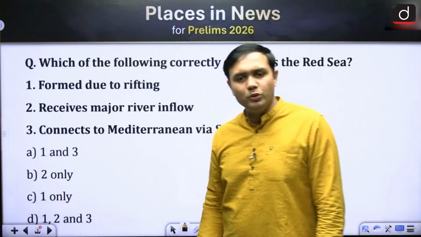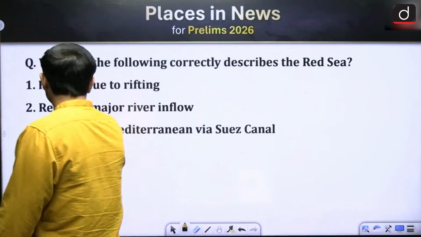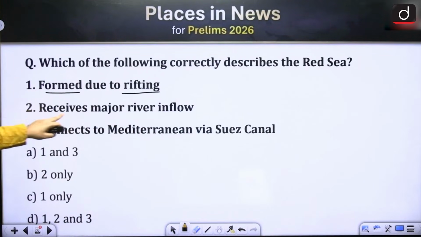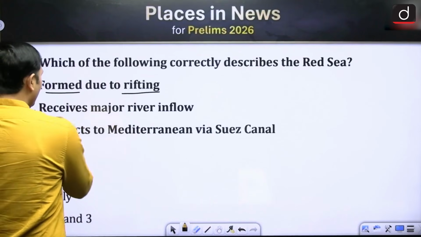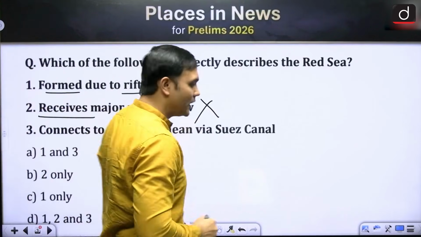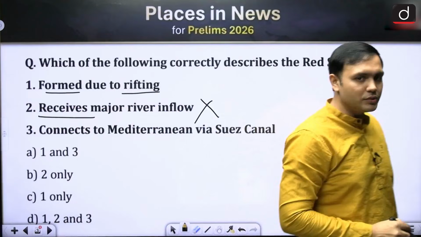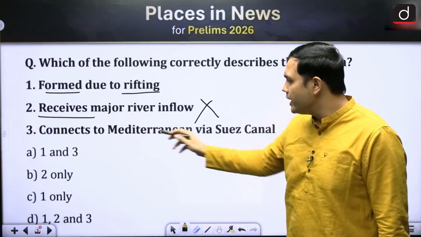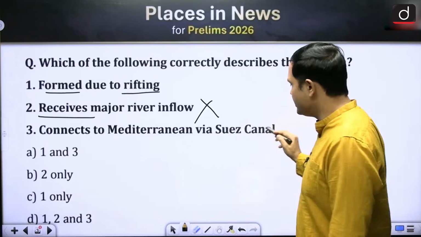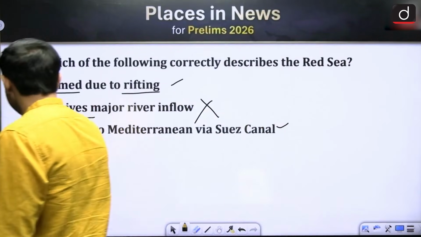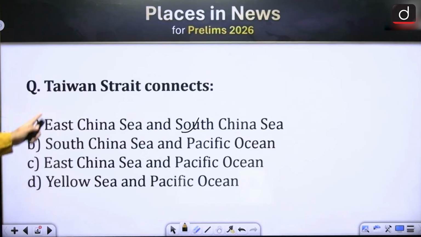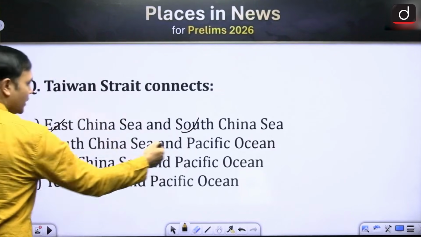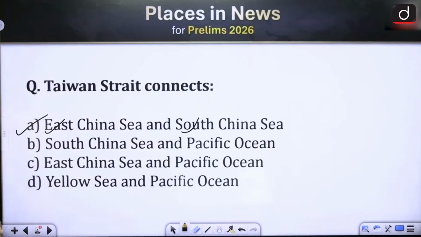Next is with respect to the Red Sea. How is it formed? Due to rifting. East African Rift Valley, right, receives major river inflow? It does not receive, that is why it has a high degree of salinity, because it does not receive any major river inflow. It connects Mediterranean to the Suez Canal. Of course, this is correct, right? So 1 and 3 are correct. Next, the Taiwan Strait connects east to South China Sea, right? So the answer is A.